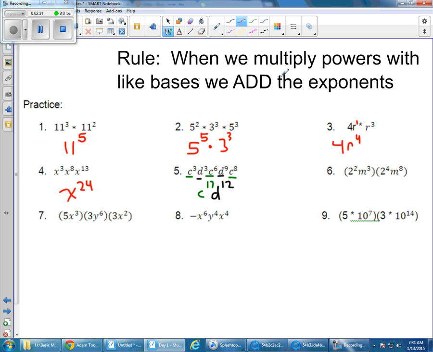Number 6. Even though they're in parentheses, I'm going to act accordingly, just like the rest of these were. So 2 has a like base. There's a 2 and a 2. So that gets me, with the 2 and the 4, 2 to the 6th power. And then my m's, I got m to the third times m to the 8th. That gets me m to the 11th power.